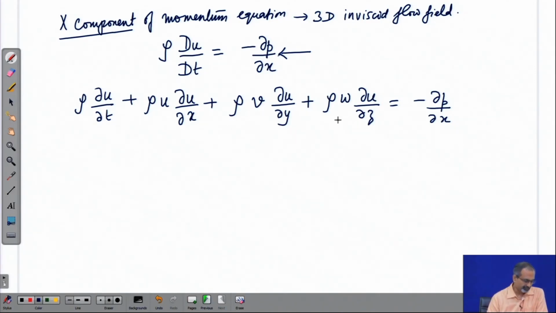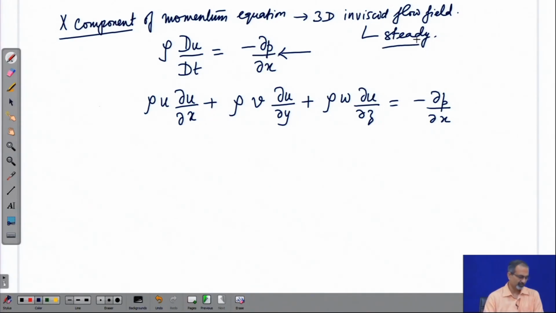And further, let us assume that the flow is steady. Therefore, the del u del t term will go away from the equation. You are only left with the 3 convective derivatives on the left hand side for a steady flow. Therefore, if you just want to add on to the assumptions that you are making here, you are further assuming that the flow is steady. So, having said that, let us take the next step.